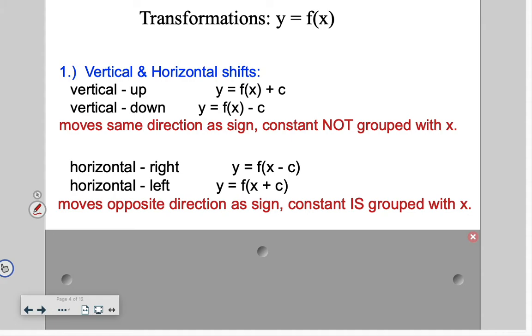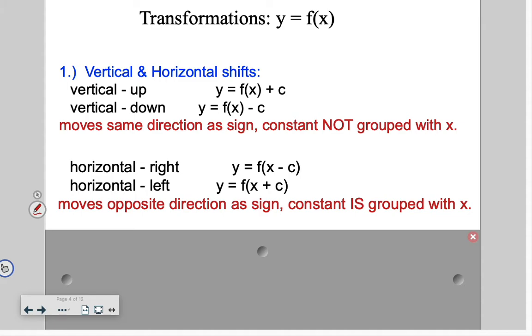It could be like an absolute value. If you're adding or subtracting something inside the absolute value, that's a horizontal shift. It could be a square root. Under the square root would be a horizontal shift. So if it is grouped with the x, it's a horizontal shift when you're adding or subtracting.